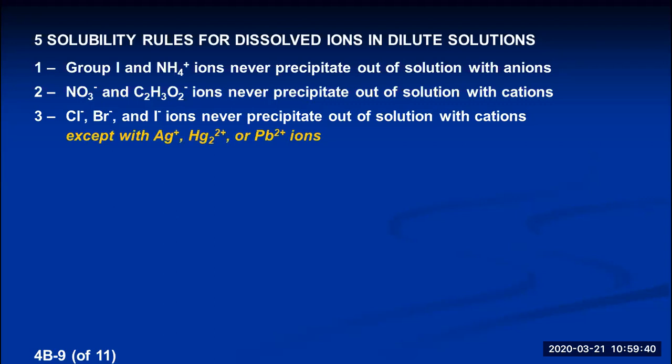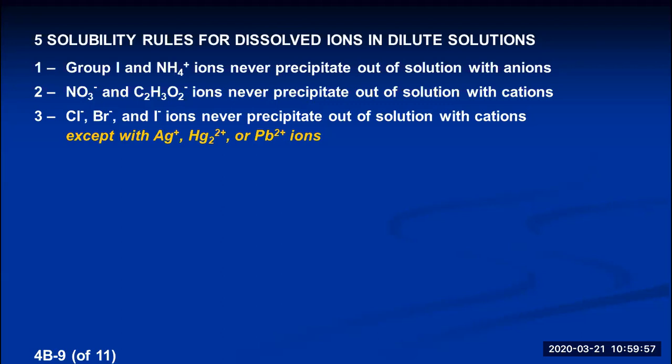There is an exception to this rule that you will need to know, because chloride, bromide, and iodide will make precipitates, but they'll only precipitate with silver ions, mercury 1 ions, or lead 2 ions. So you're just going to have to memorize silver, mercury, lead will precipitate with chloride, bromide, and iodide.